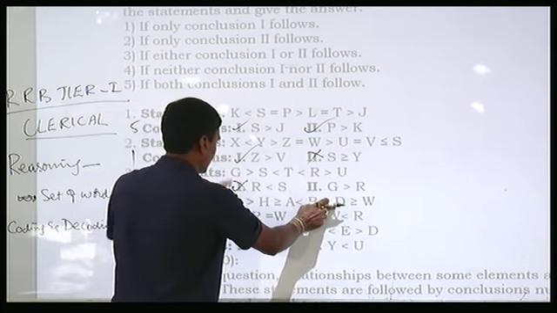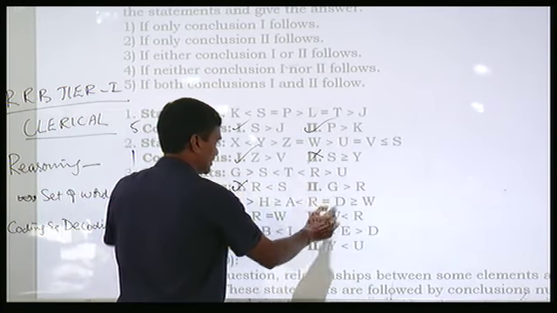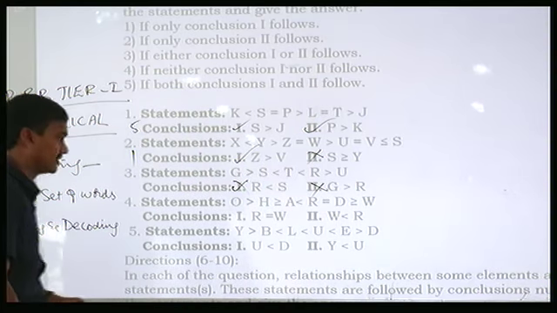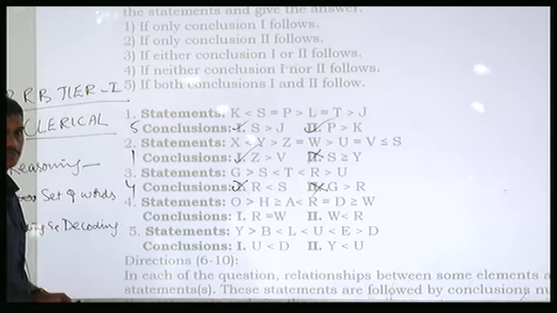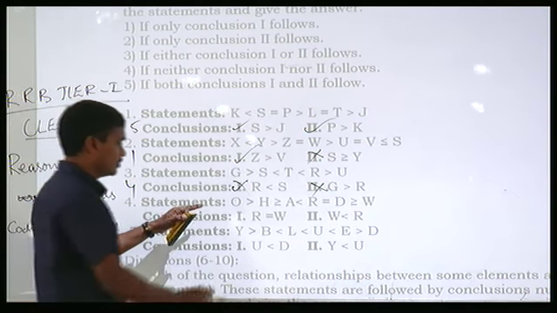Next one, G and R. G is here, R is here, greater than, this is lesser than, two opposite symbols, neither one nor two. It is choice 4. This is how to solve in your examination rather than writing it separately. Okay?